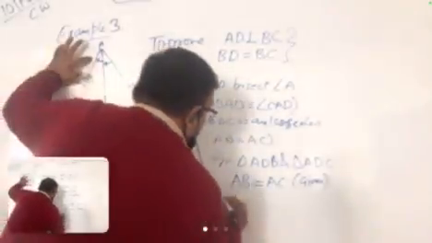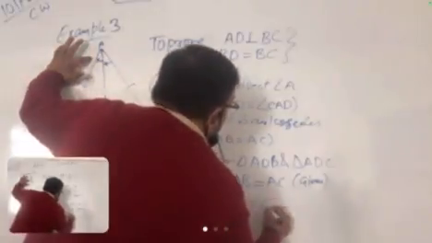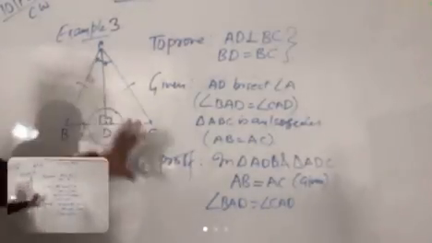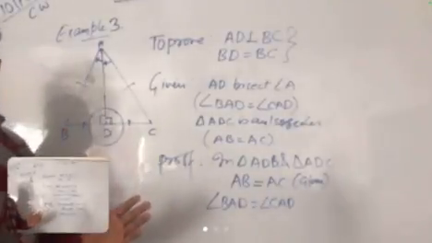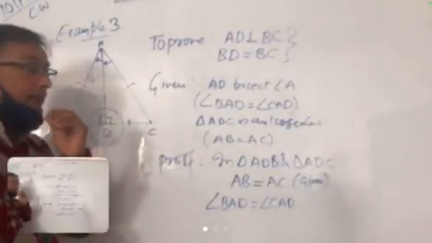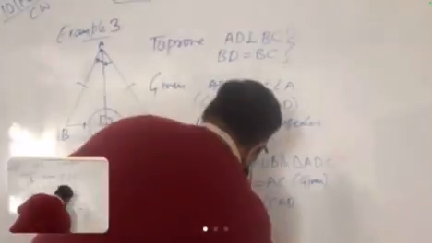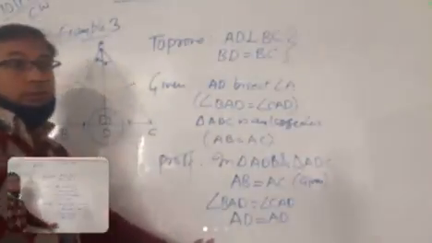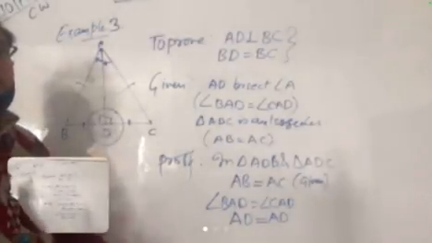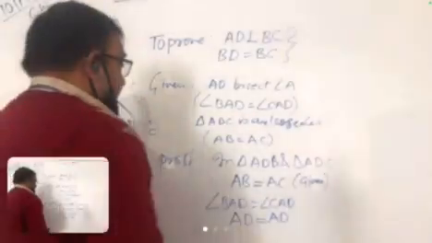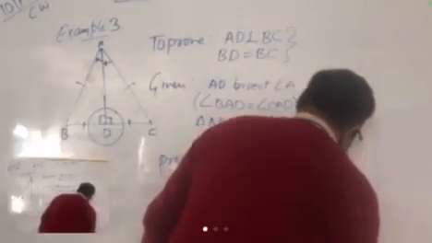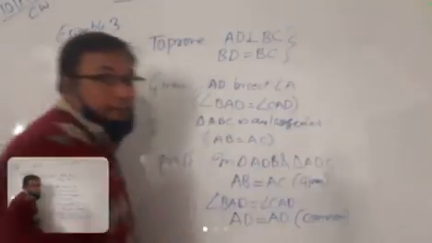Now, angle BAD is equal to angle CAD. This is also given here. Now you see, AD is common part for both the triangles. Yes, Aditya? So Adit, you can tell me which property we use. Which congruent property? Tell me the name of congruent property.